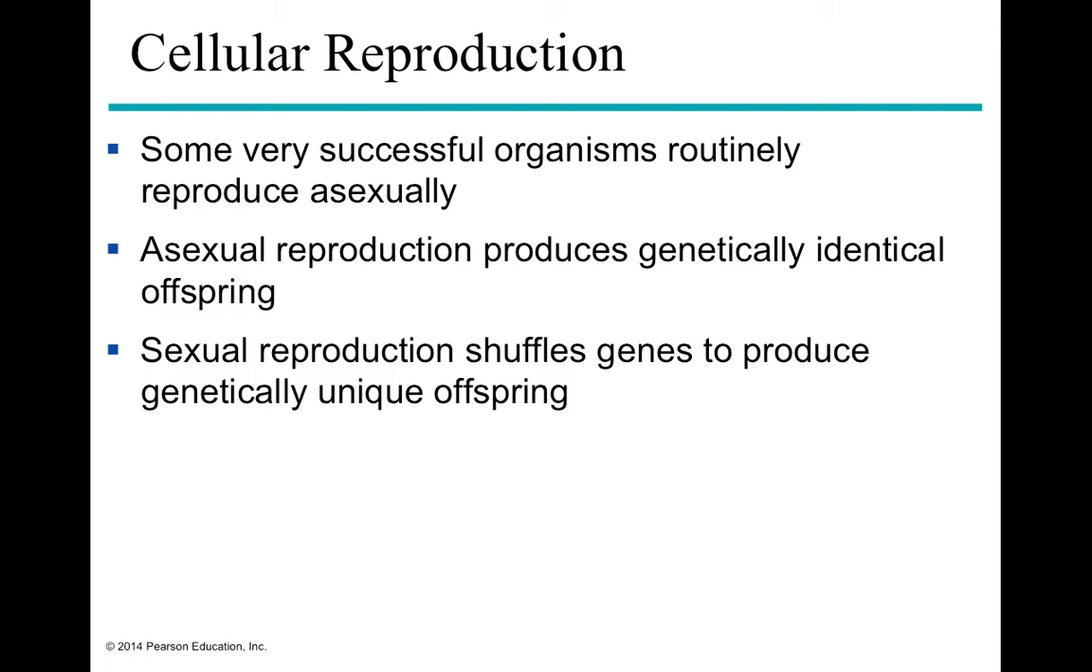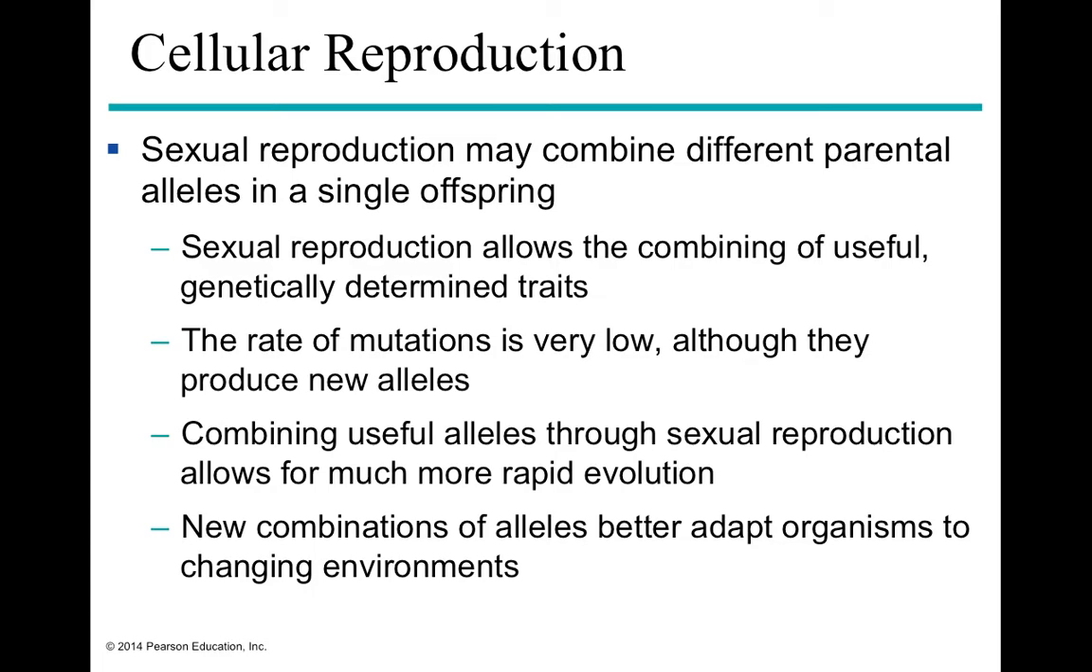So if a disease comes through, hopefully there's someone that's able to rise to the challenge so that the entire population doesn't die off. All right, so sexual reproduction is very important because it allows for the combination of parental alleles. It allows for combining genetic traits, right? And it also allows for mutations.